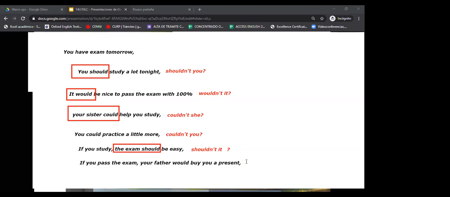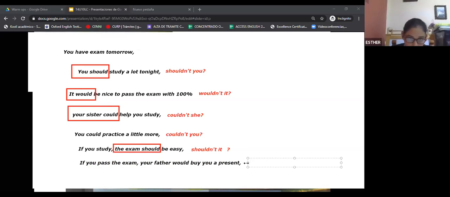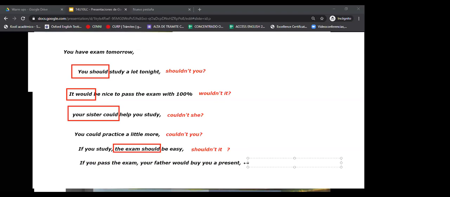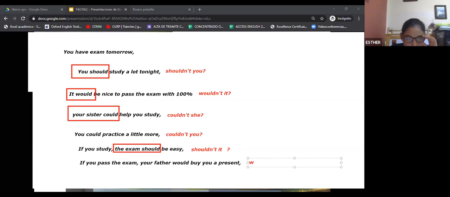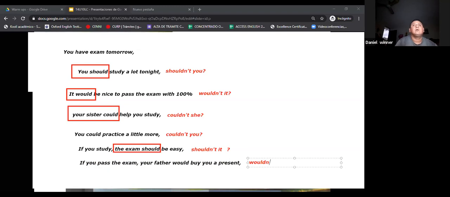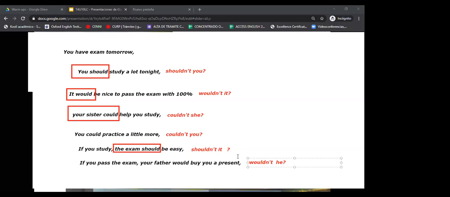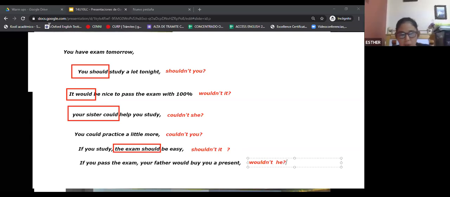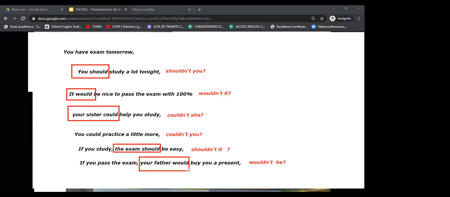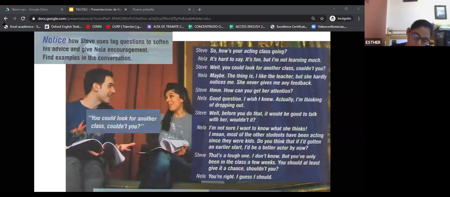Question, guys. If you pass the exam, your father would buy you a present. A question? Again, teacher, the last one? Yeah. If you pass the exam, your father would buy you a present. Wouldn't he? Yeah, Daniel, because you speak about the father. Your father would. Yeah? Perfect. Let's go for the next one.